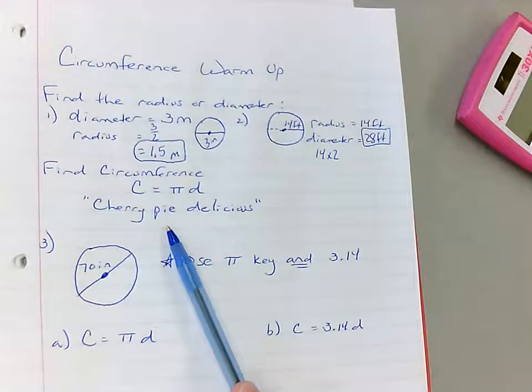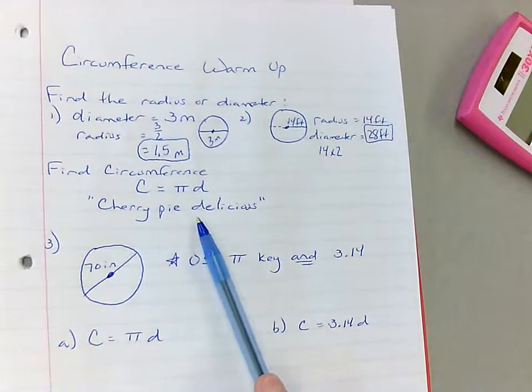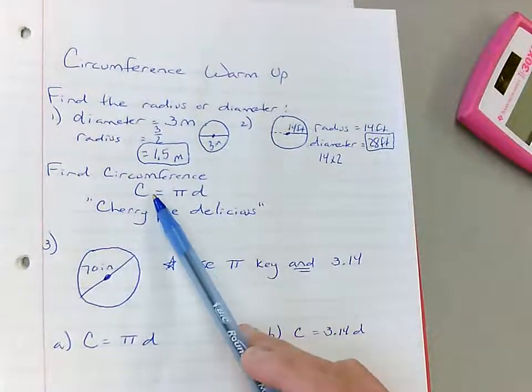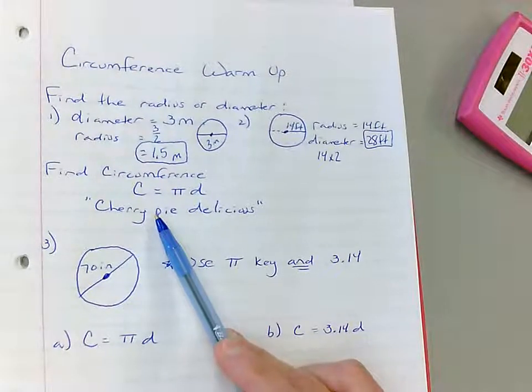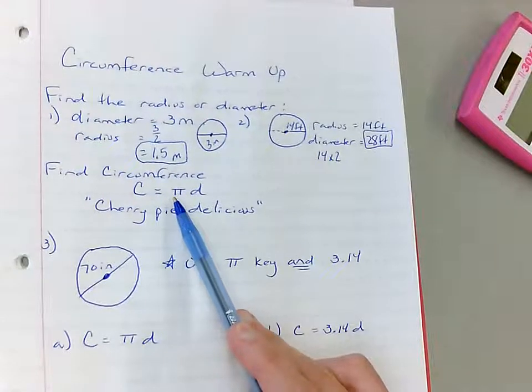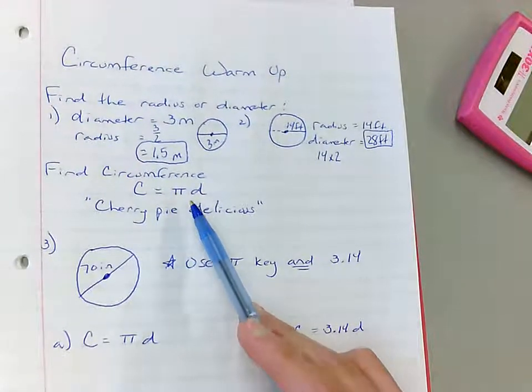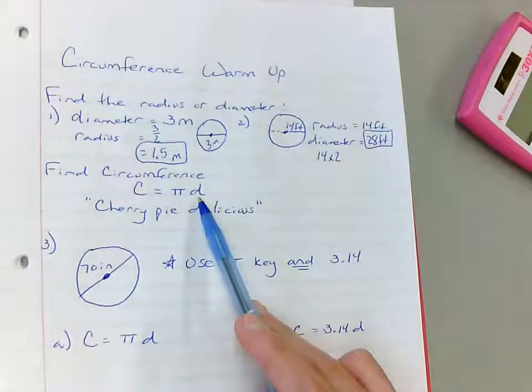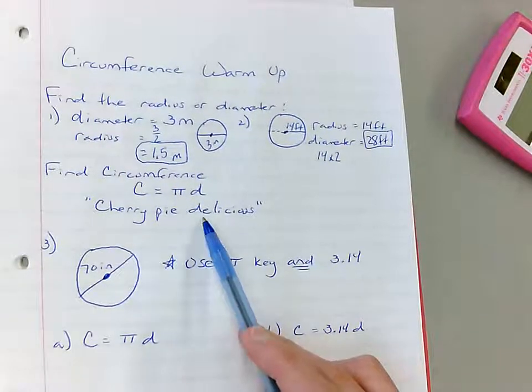And I gave you this little saying to remember, cherry pie delicious. Remember I said the C in cherry stands for C for circumference. The P in pie represents pi, that Greek symbol there for math. And then the D in delicious stands for the D in diameter. Again, one way just to help you remember that formula that you'll use.